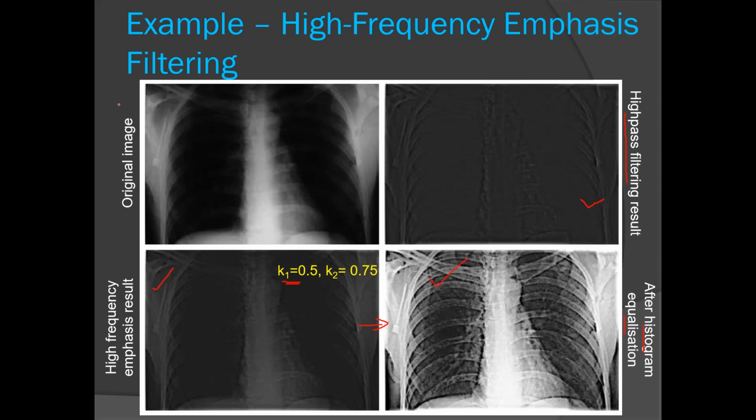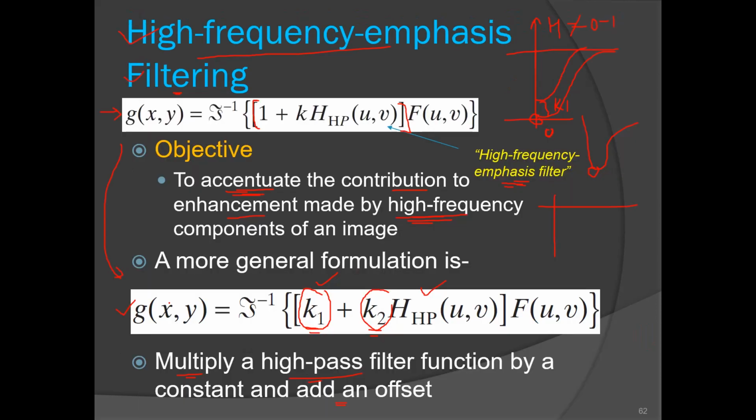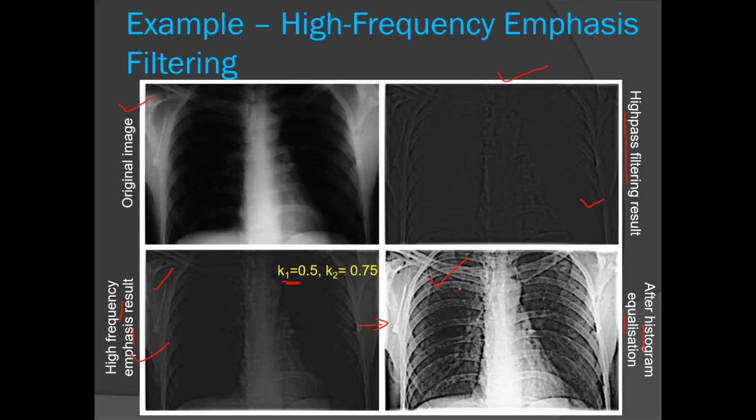So this is our original image, this is the result of simple high pass filtering, and this is the result of high frequency emphasis. Here we have accentuated the contribution made by the high frequency components, that means the edges. In order to improve the appearance, after this we have applied histogram equalization. As you can see, the ribs are clearly visible here as compared to the original image. So this is regarding high frequency emphasis, which is a variant of unsharp masking.